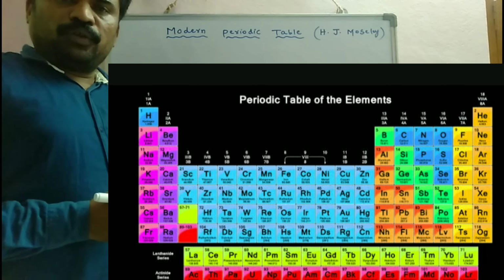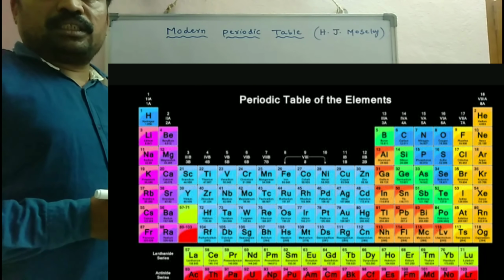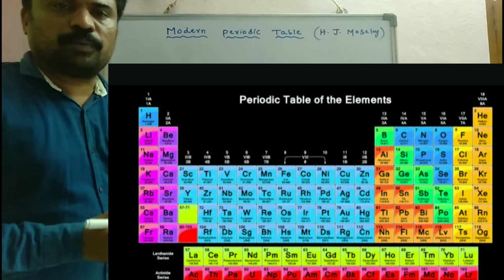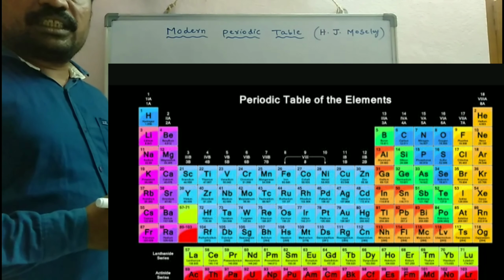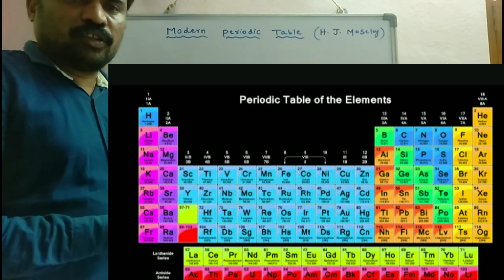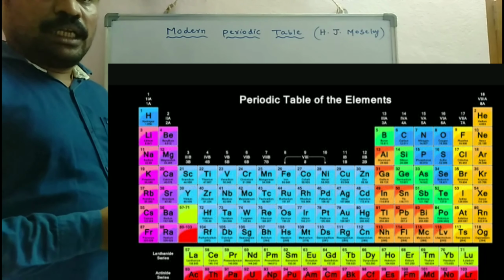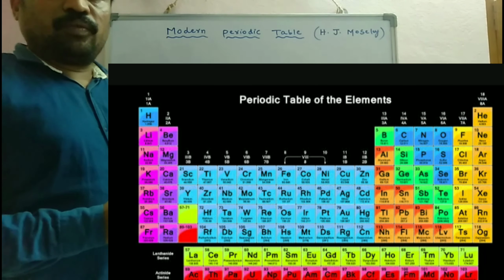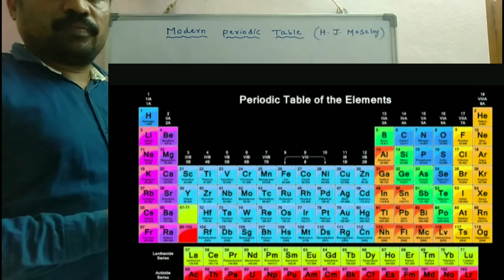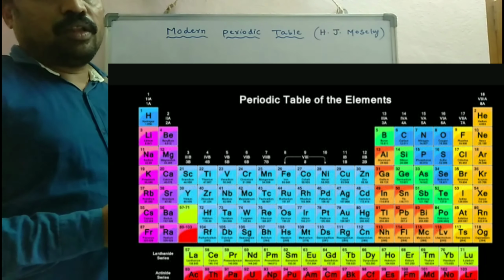And if you see the fourth period, it starts from potassium to krypton, right? And this period is called long period. And in the same manner, if you see the fifth period, it also contains 18 elements starting from rubidium to xenon, right? Even it also has 18 elements, hence it is also called long period.